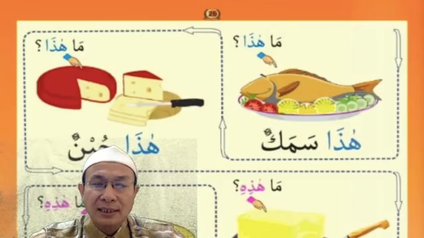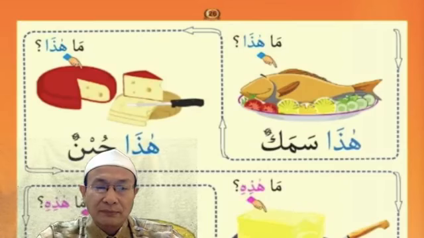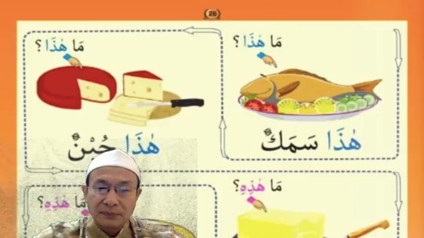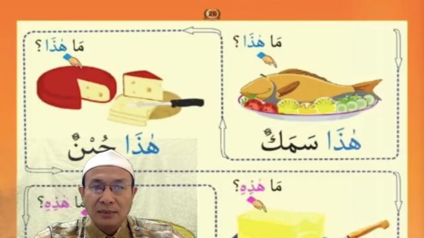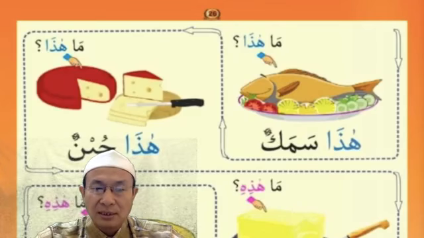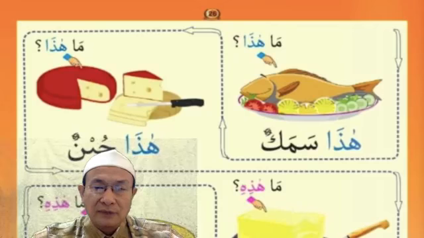ما هذا. What is this? ما, what is. هذا, this. What is this? هذا سمك. This is fish. Alright? هذا سمك. This is fish.